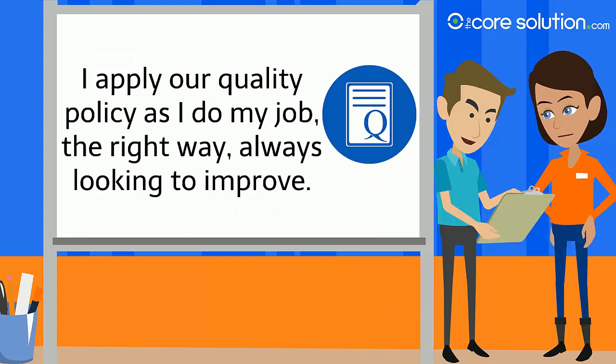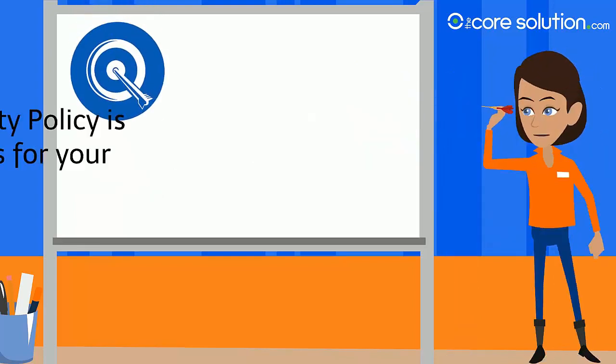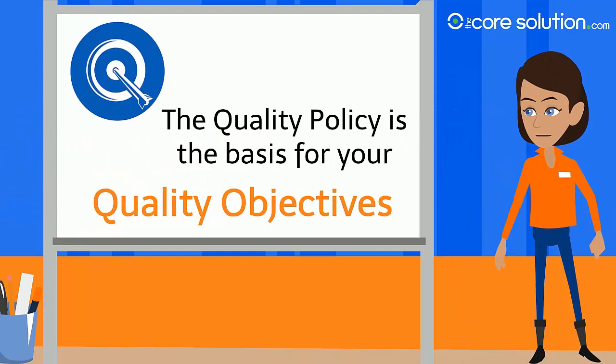When the auditor asks you what is the quality policy and how do you apply it, you will tell them what your quality policy says and can add, "I apply our quality policy as I do my job exactly how I am supposed to do it by always looking for ways to improve." The quality policy is the basis for quality objectives, another topic you need to know about.